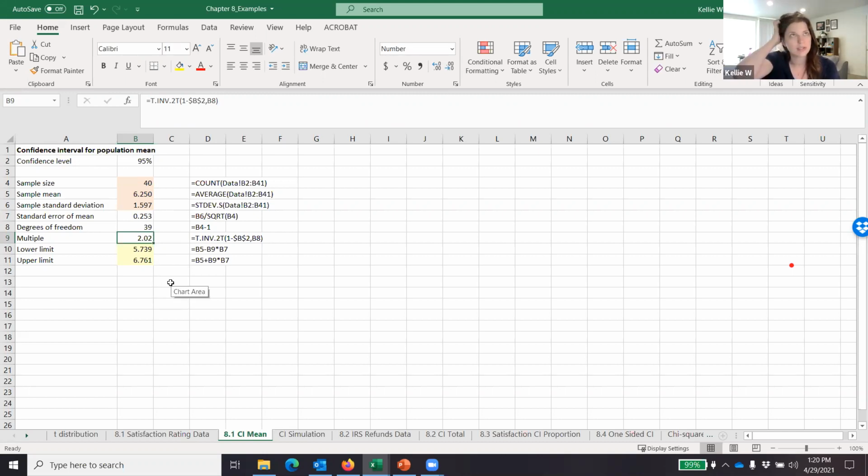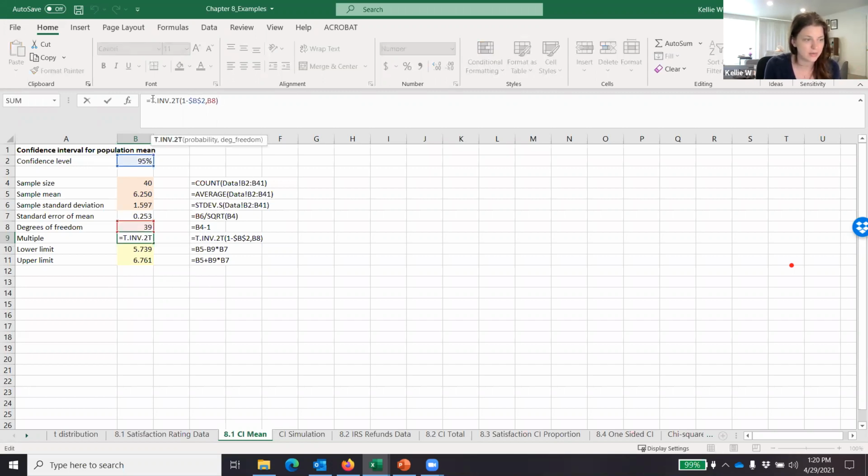Our sample's not skewed in any way. We want all the people, we assume the mean will be in between our samples. So we don't need to do anything special. We're just going to keep it at a standard two-tailed test. So the function for that is right here, and this is in the template already.